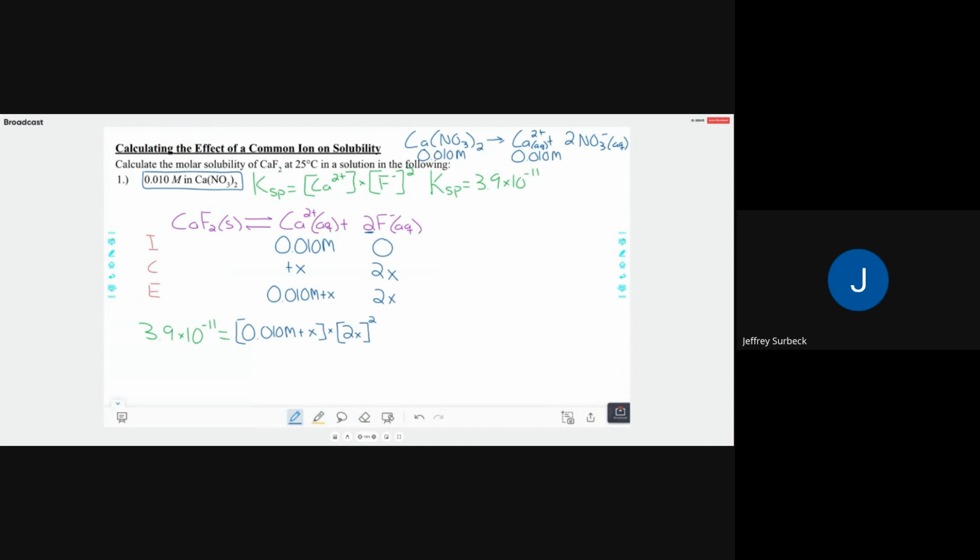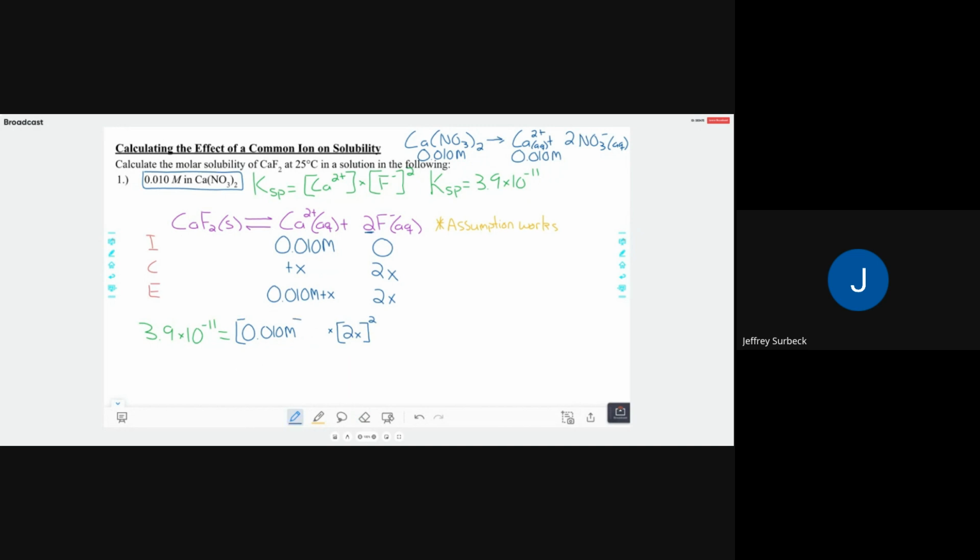Now I'm going to consolidate this. This plus X is going to be so small that our assumption works, just like we've seen with our acid and base problems before. You could test that. Remember, KSP times 100 should be much smaller than your original concentration. If that works, we can factor out that X, so we take away that X, and we are left with this.